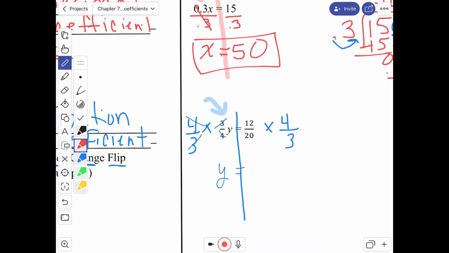And then let's go to the other side. 20 and 4 can both be divided by 4. And 12 and 3 can both be divided by 3. 12 divided by 3 is 4. 3 divided by 3 is 1. And then we go straight across. 4 times 1 is 4. 5 times 1 is 5. So y is equal to 4/5.